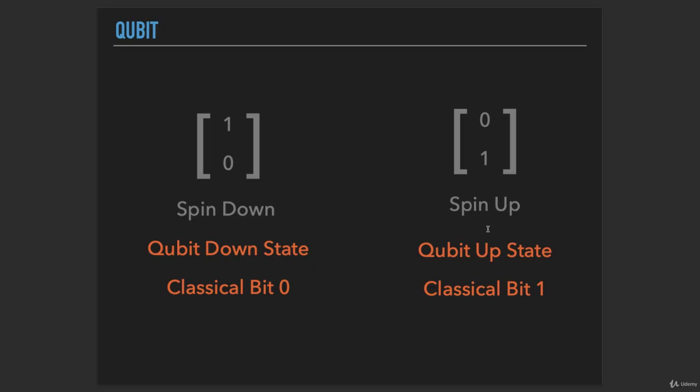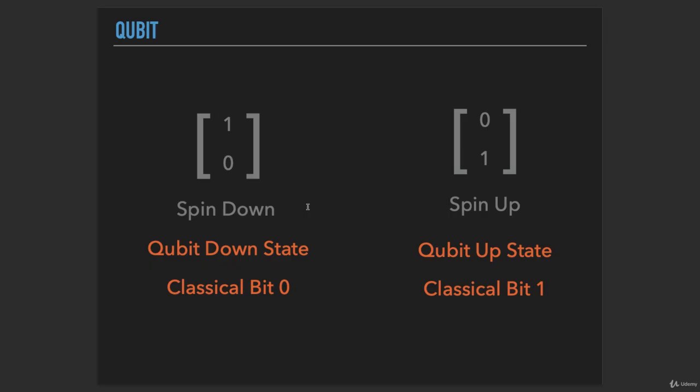So we have to understand how we can actually represent this in a vector or a column matrix so that we can actually use that column matrix to perform some operations like putting into a superposition or entanglement using quantum gates and so on and so forth. So in order to understand that, we first have to understand the 0 state and the 1 state.